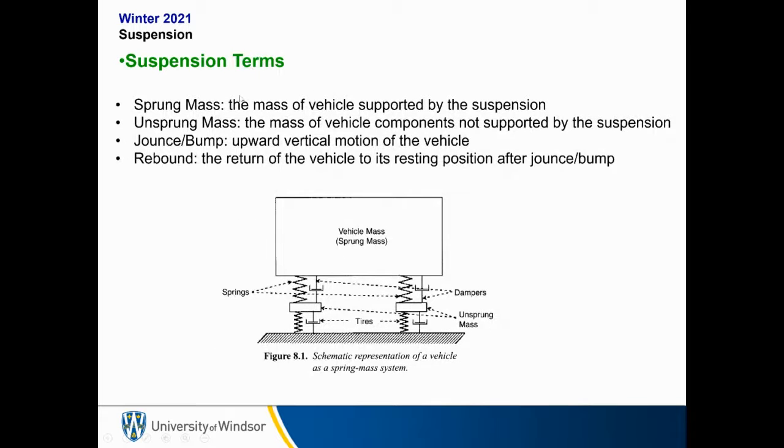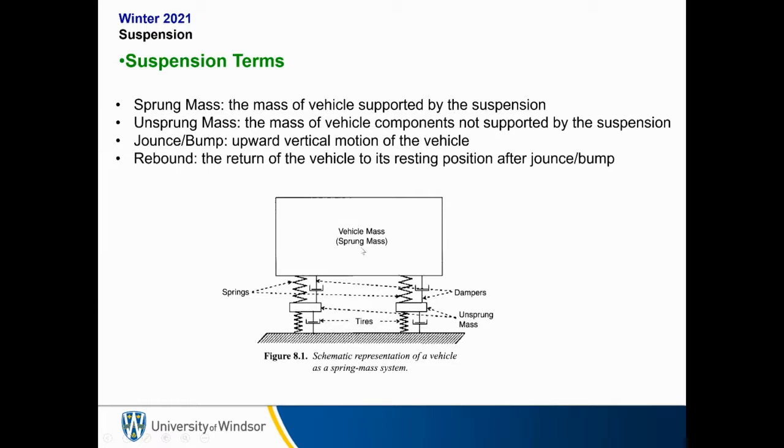Okay, what are some suspension terms? We have sprung mass: the mass of the vehicle supported by the suspension. We have the unsprung mass: the mass of the vehicle components not supported by the suspension, such as wheels, tires, brakes, etc. Jounce, or bump, is the upward vertical motion of a vehicle, and rebound is the return of the vehicle to its resting position after a jounce or a bump.